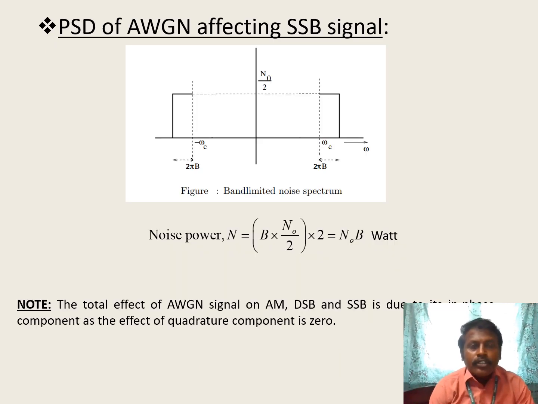Then the power spectral density of additive white Gaussian noise affecting single sideband, where we have only one sideband, either on the right side or the left side, so that the noise power N is equal to B into N naught by 2 into 2, so that it is N naught into B. The total effect of AWGN on AM, SSB and DSB is due to the in-phase component, as the effect of the quadrature component is 0.